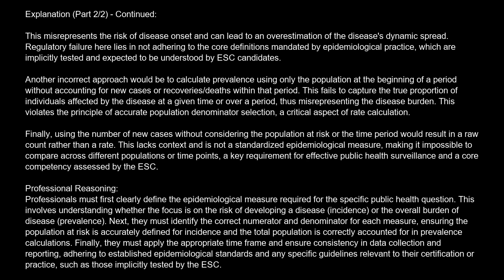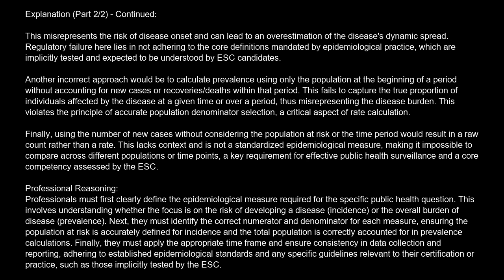Another incorrect approach would be to calculate prevalence using only the population at the beginning of a period, without accounting for new cases or recoveries/deaths within that period. This fails to capture the true proportion of individuals affected by the disease at a given time or over a period, thus misrepresenting the disease burden. This violates the principle of accurate population denominator selection, a critical aspect of rate calculation.